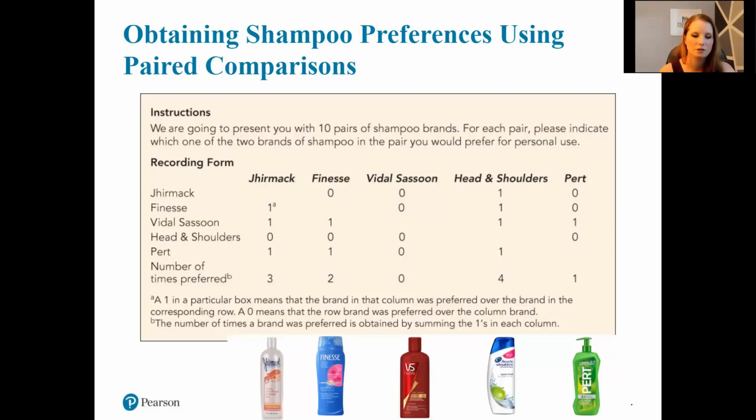So that leaves us with this. When we compare Zermatt to Finesse, we have here a 1 in a particular box, meaning that the brand in the column was preferred over the brand in the row. So Zermatt was preferred over Finesse. Zermatt was preferred over Vidal Sassoon. It was not preferred over Head and Shoulders, but it was preferred over Pert. So we can look at the number of times it was preferred overall. So we see that Vidal Sassoon was preferred over nothing. Head and Shoulders was preferred over everything. And some of them, we have the different ones in between.